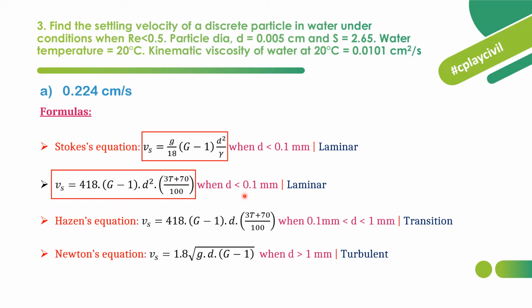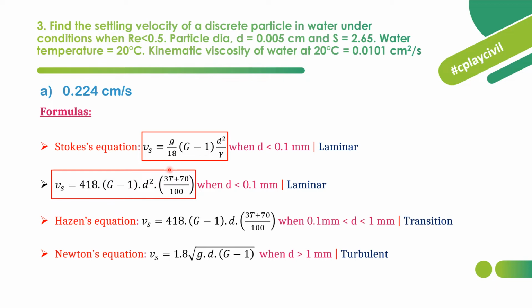Here this is also applicable to laminar flow conditions and diameter less than 0.1 mm, but the temperature equation will be followed. Vs is equal to 418 into G minus 1, d square, into 3T plus 70 by 100. Here they have mentioned the temperature as 20 degrees Celsius, and we know all other terms, d we know, and we know the specific gravity also.